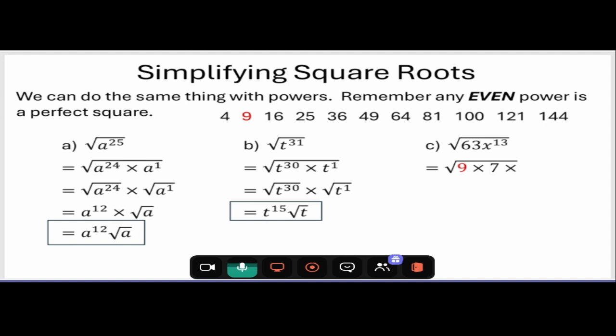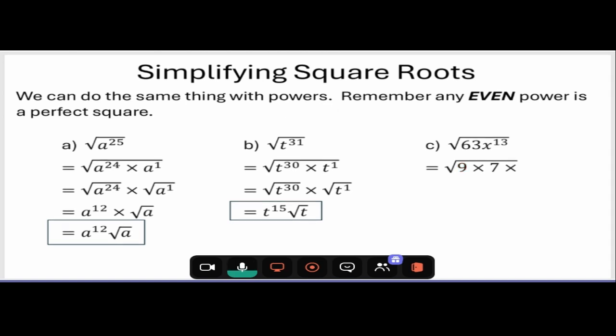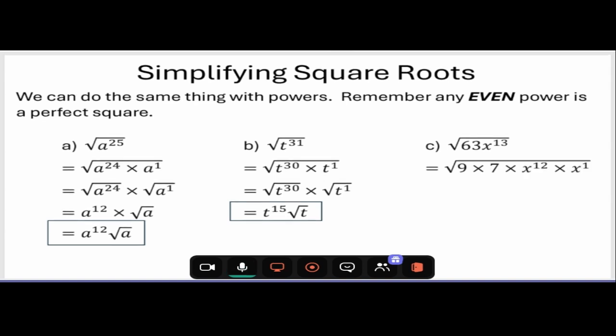Now for the x to the 13, we no longer want our list of perfect squares. We simply want to take out the highest even power we can, which is 12, like so. And how do I separate those all out? Nope, maybe not. So let's just jump to close to our answer.